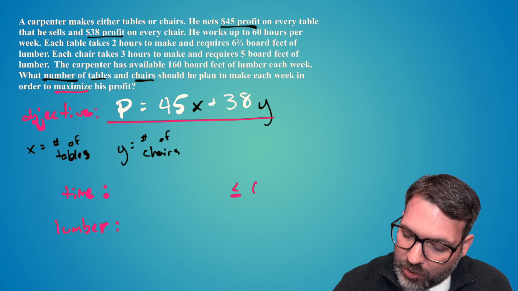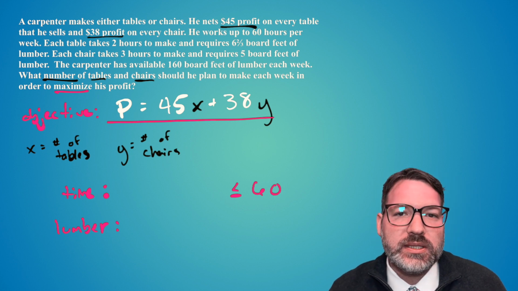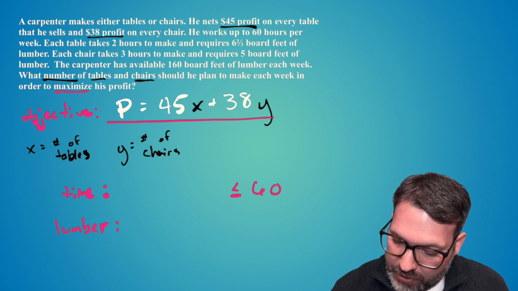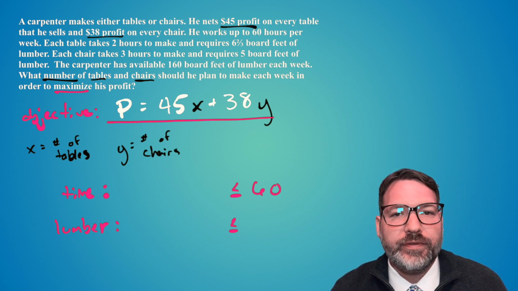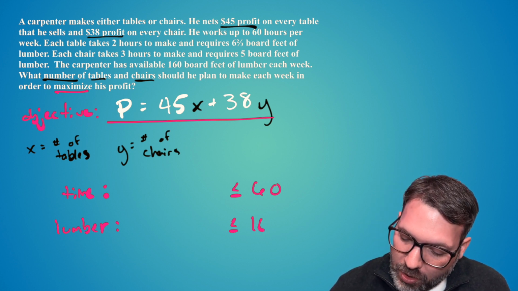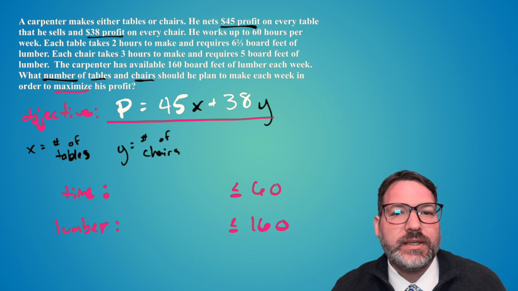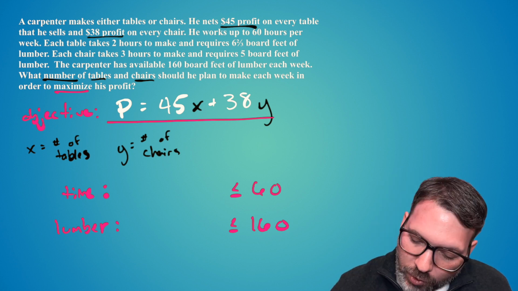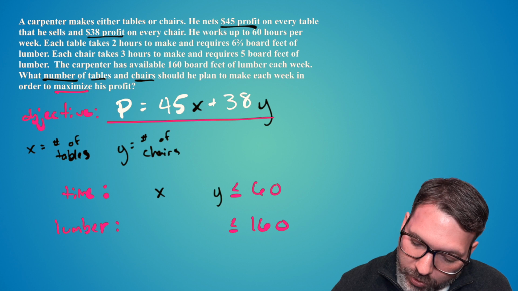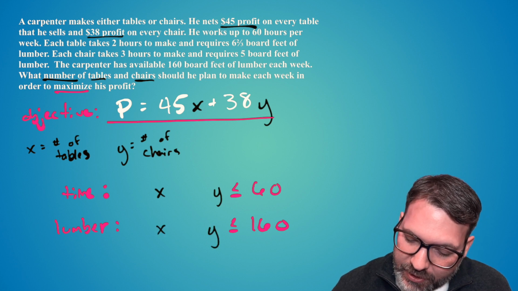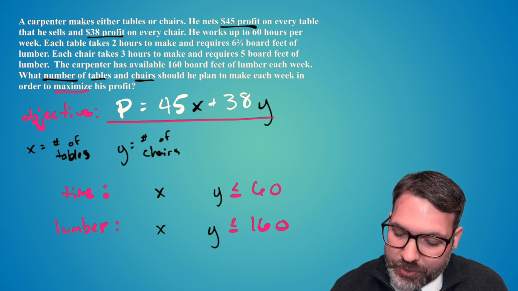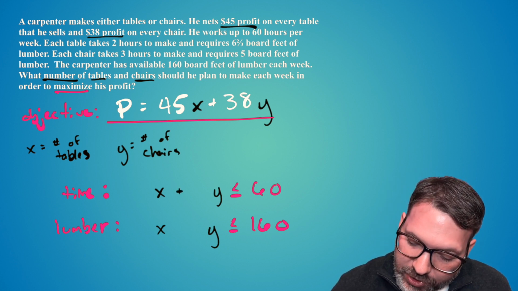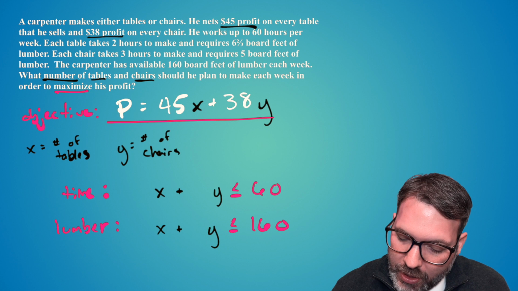So our time inequality is going to be something is less than or equal to 60. Our lumber inequality, we're told that we have a limit of 160 board feet of lumber. And so we're going to have some quantity less than or equal to 160. Now, of course, I said this is a linear inequality. We're going to bring back these variables, x and y, because as we make tables and chairs, we're going to be using up so much of our time and so much of our board feet of lumber.